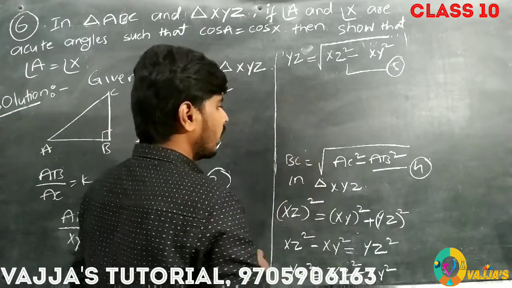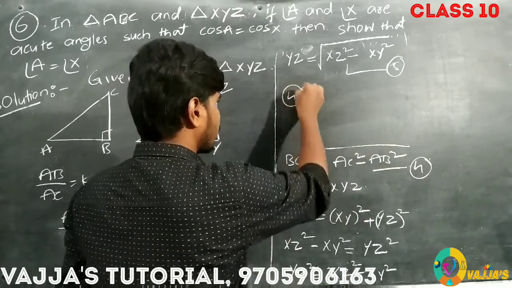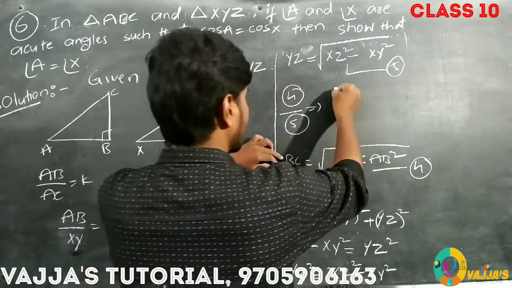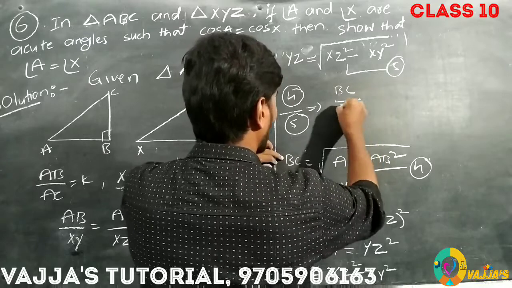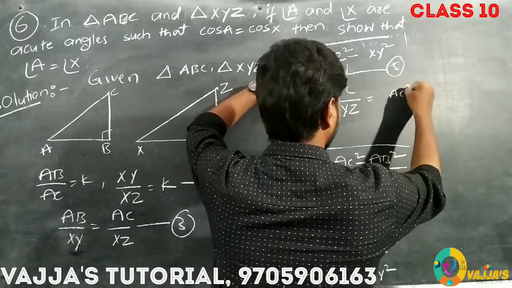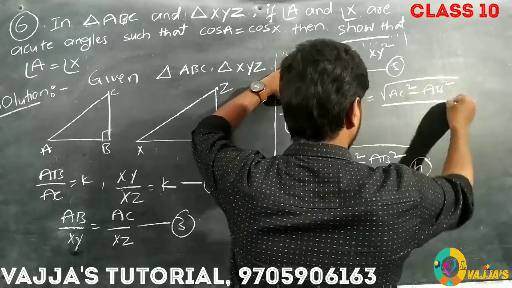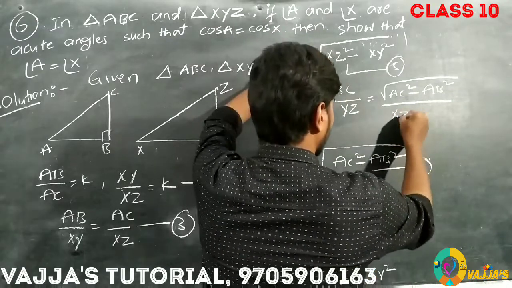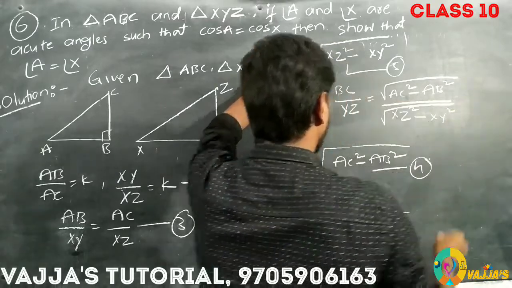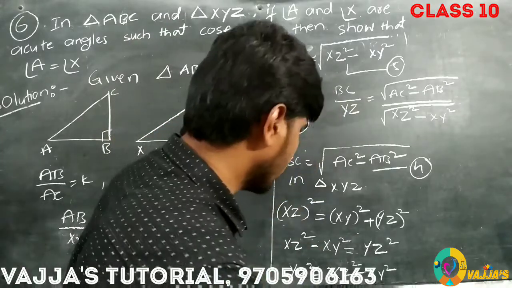Now I am taking the ratio between equation 4 and equation 5. That means equation 4 by equation 5 implies BC by YZ is equal to root of AC square minus AB square by root of XZ square minus XY square. Here I have taken the corresponding sides ratio. So this I am erasing.